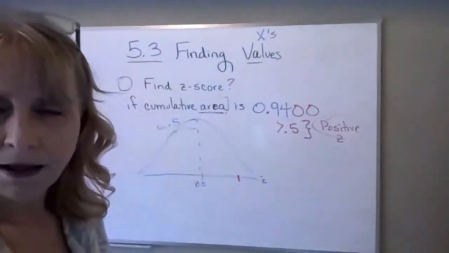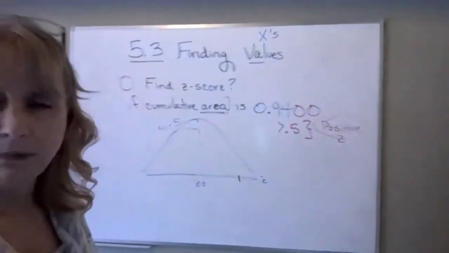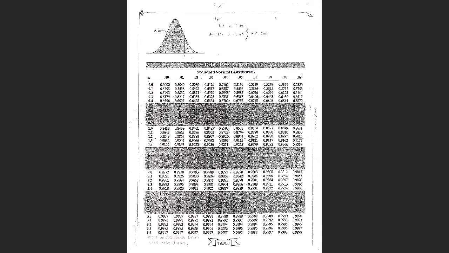So this time I'm going to look at the positive table. And I'm looking for the area as close as possible to 0.94. Remember, that means 0.9400. So I'm looking for that, and there's a 94. All of mine end up being in the gray areas. There's a 9406.